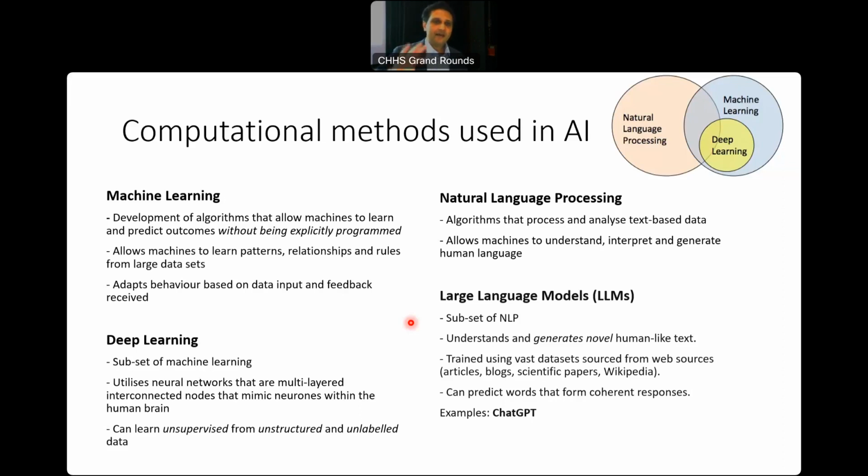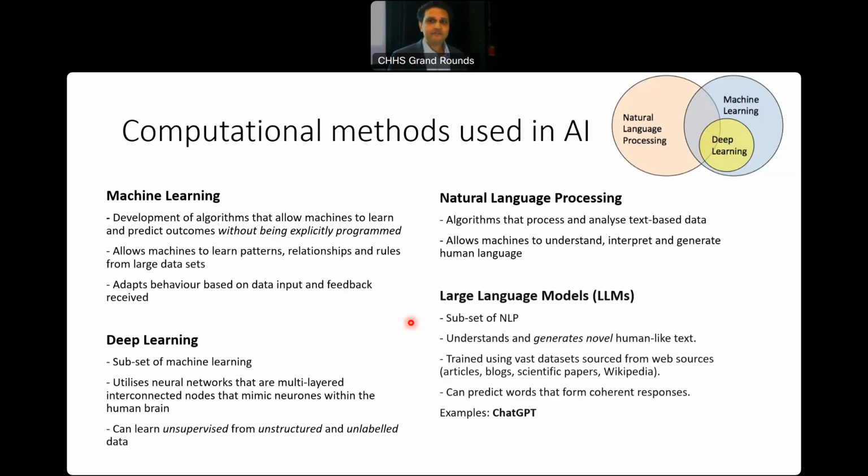Then there's this other type of AI or computational method used in AI called natural language processing. And that is where they use text or language as a form of data. These techniques break down language and text into data points and try to do thematic analysis, looking at structure and grammar and syntax to try and make sense of language, essentially.